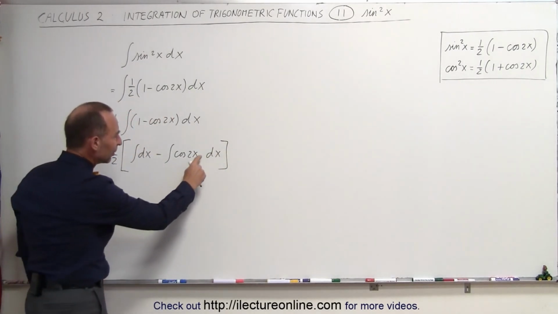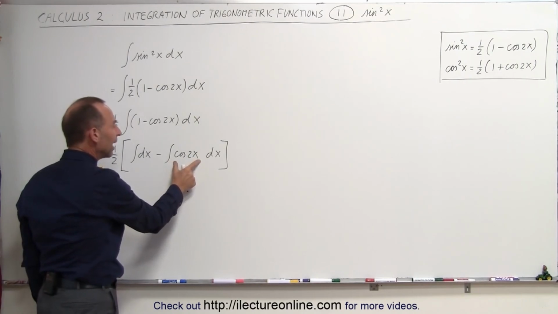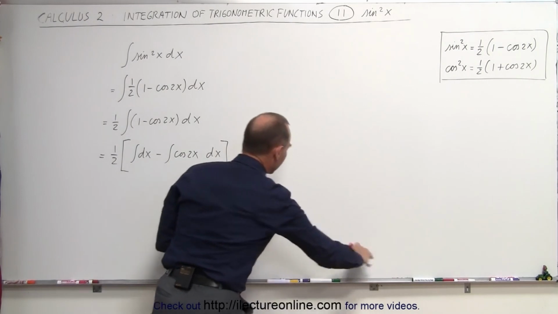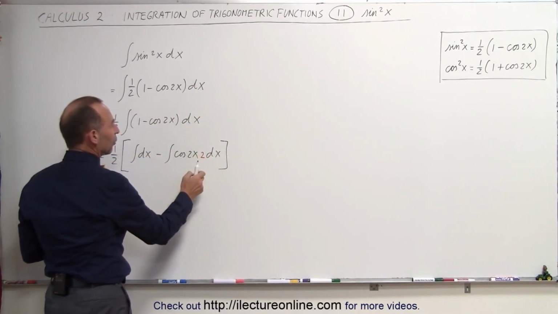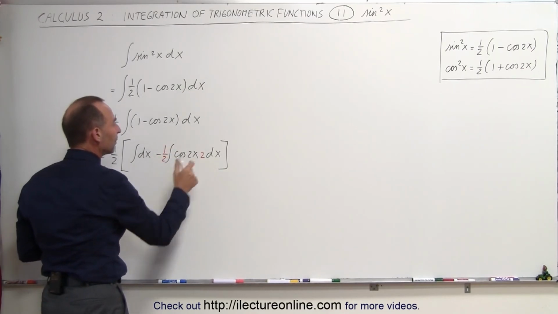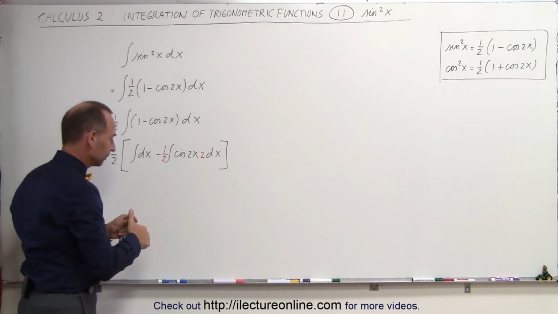Notice I left a little bit of room there, because I realized that if I want to integrate the cosine of 2x, I need a 2 dx here. So grabbing my other pen here, I need a 2 dx. Of course, if I multiply this times 2, I also have to divide it by 2 to compensate for that. So now I can go ahead and integrate the cosine of 2x.